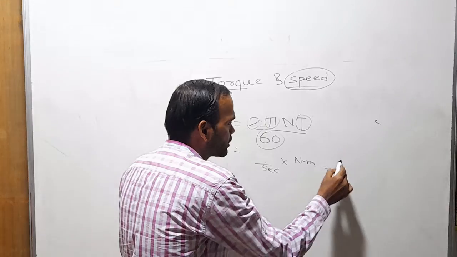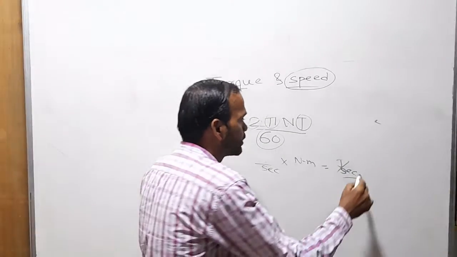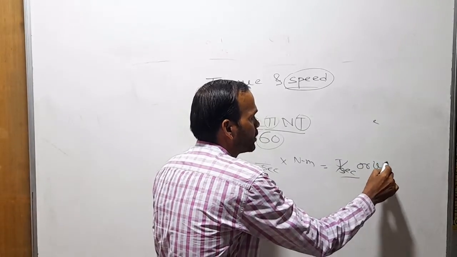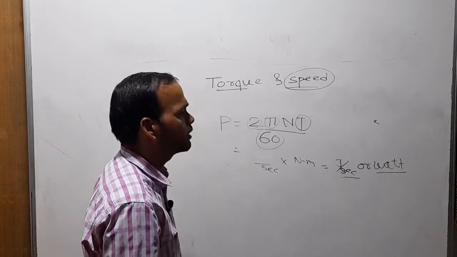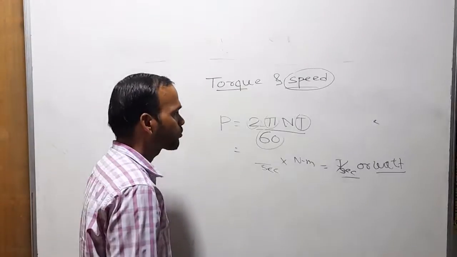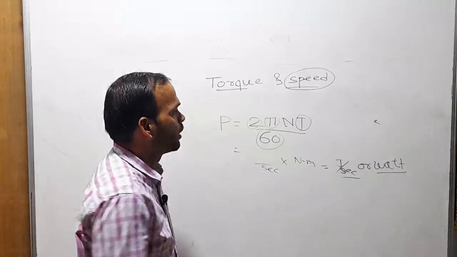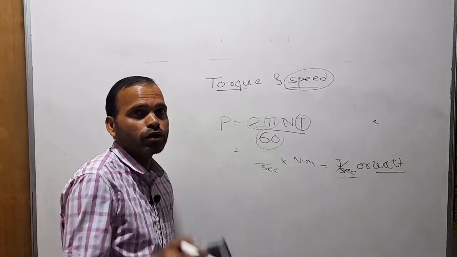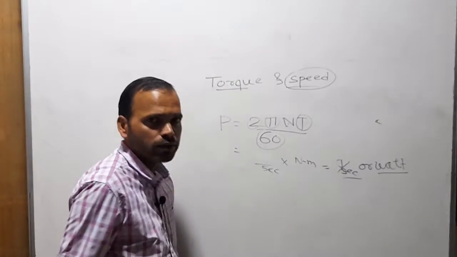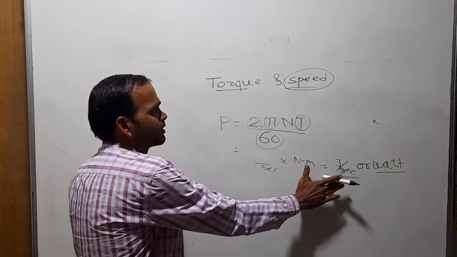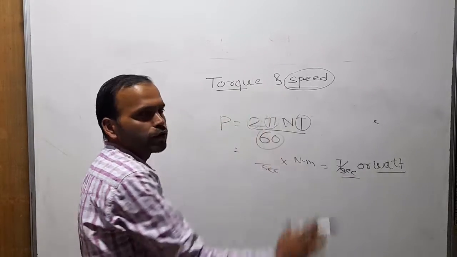Newton meter per second can also be written as joule per second, and joule per second was named after the scientist Watt, that is why it is called Watt. Joule per second is equal to Watt. This is the unit of power that we have discussed, and we have also created a video on the basic units of engineering, where we covered this. But our intention is not to understand the units. Our intention is to understand the difference and comparison between torque and speed.